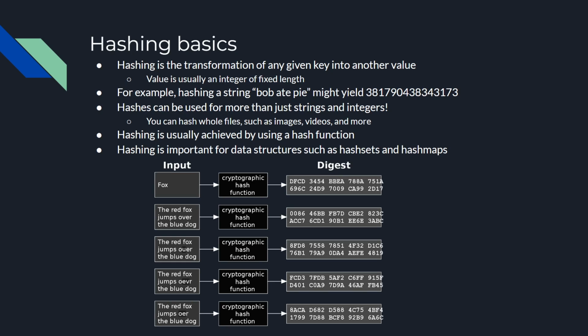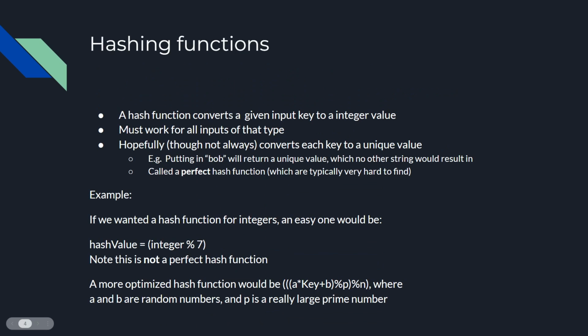As you can see with the inputs on the left of the image, as you input different strings, it'll return a different hash, and that's an important concept because we really want each string to hopefully return a unique hash. Hashing functions work primarily by giving an input key and turning it into an integer value through some algorithm. Hopefully this works for all inputs of that type and converts each key to a unique value.